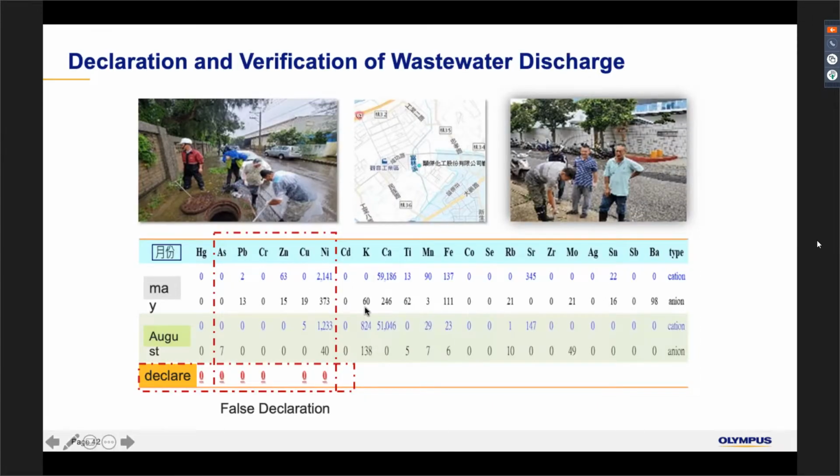So over here, this is a very good example. The factory has declared that there are no heavy metals in their wastewater. However, through the monitoring process, we are able to determine that there are heavy metals such as nickel, zinc, and a little bit of copper. Yeah, so by doing this monitoring, we can tell the customer that, hey, you're lying, and you need to pay for what you have discharged. Okay, so this is one of the purposes of this method as well.